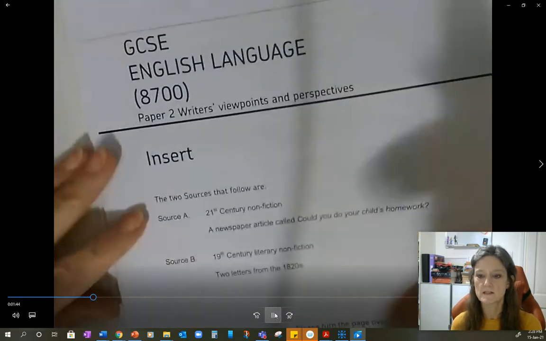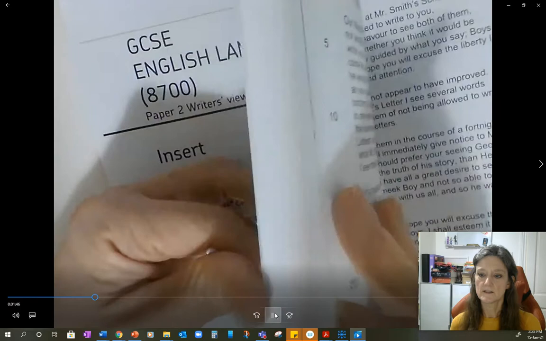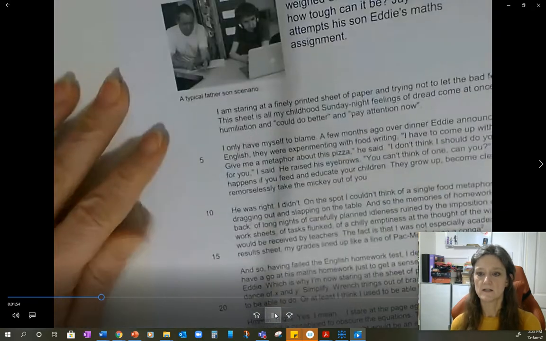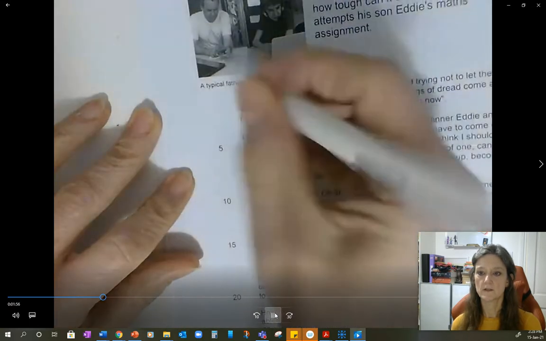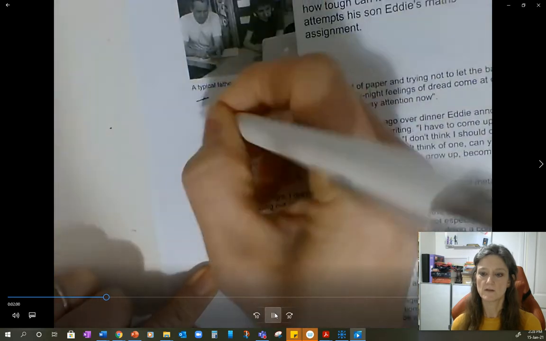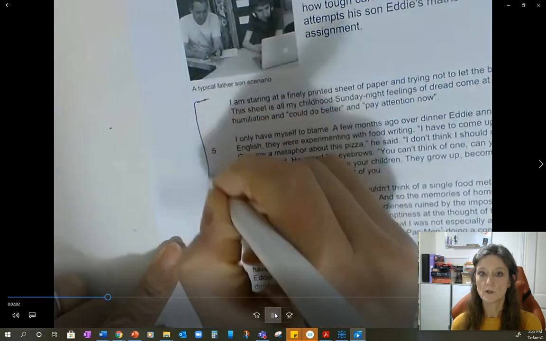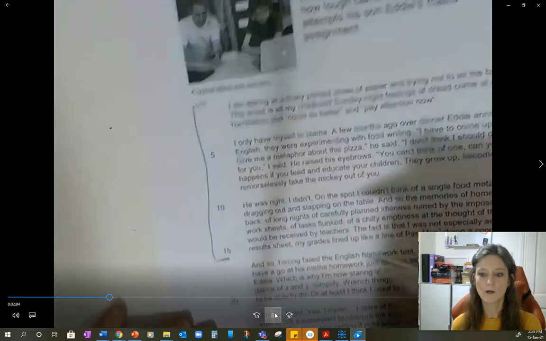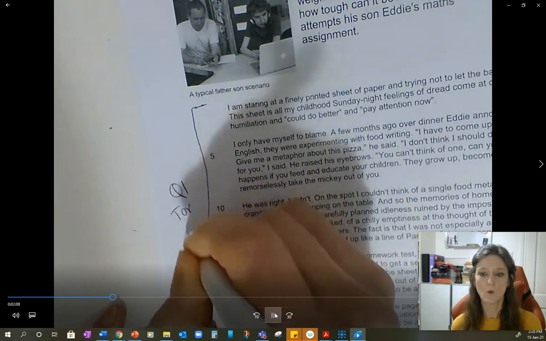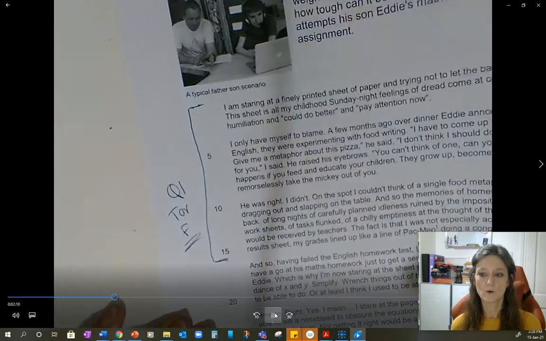So into the insert I go, and I'm going to find myself source A, which is the first one. And what am I doing with source A? I am going to look for lines 1 to 15, because lines 1 to 15 are the only lines that I need to use to answer question 1. So this is all about exam technique. Question 1, true or false.